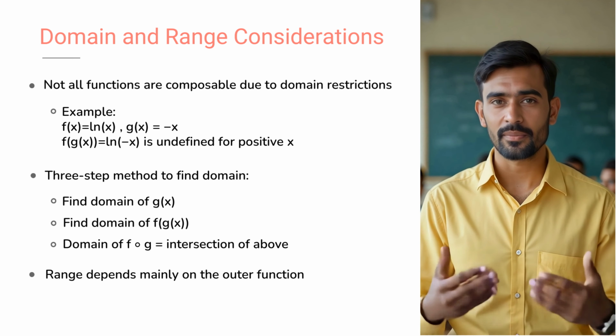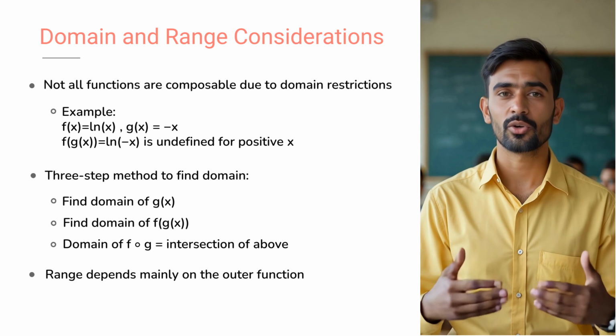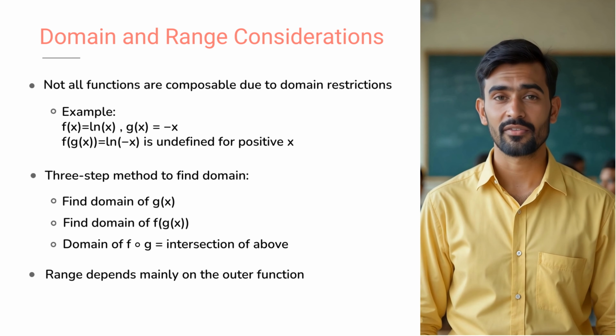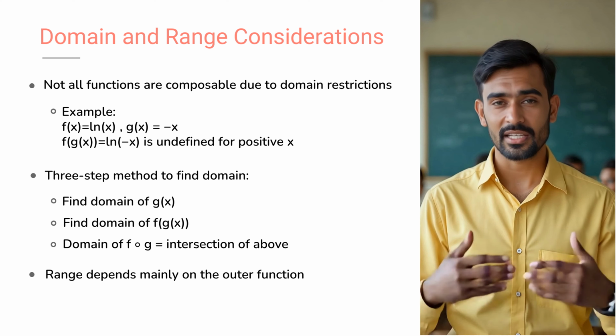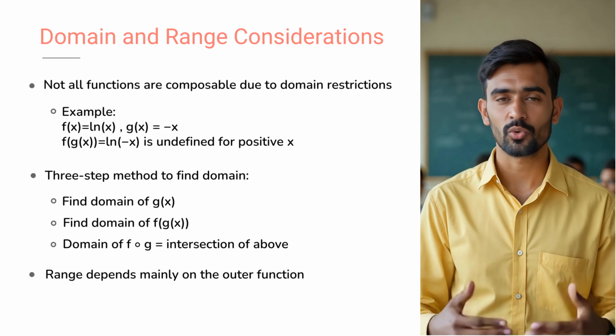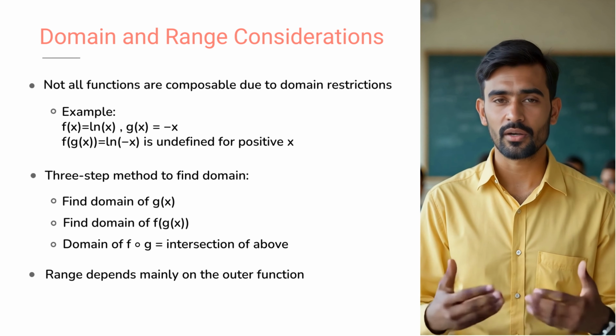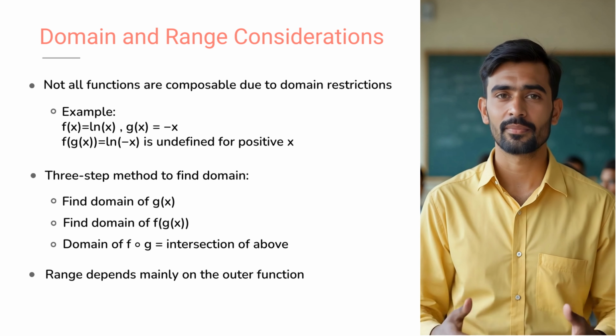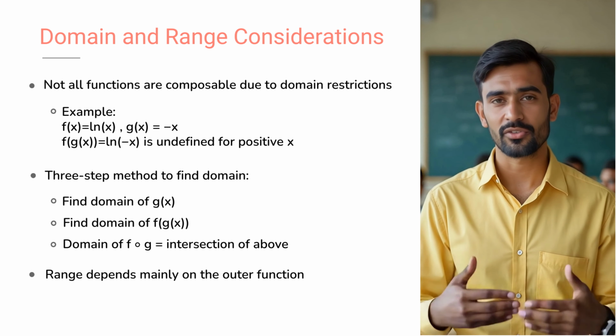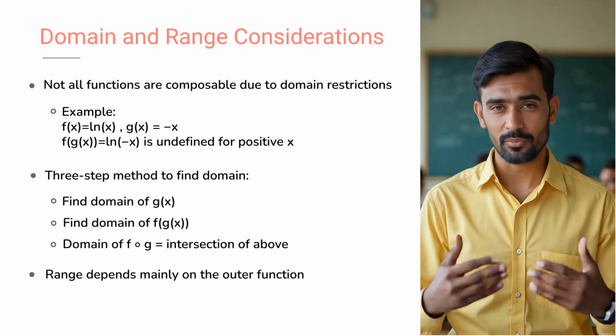Here's the problem. The logarithmic function ln of x is only defined for positive values of x. But g of x equals minus x flips positive inputs into negative outputs. So, if you plug in a positive number, you're taking the log of a negative number, and that's undefined. So in this case, f of g of x doesn't work for any positive x.